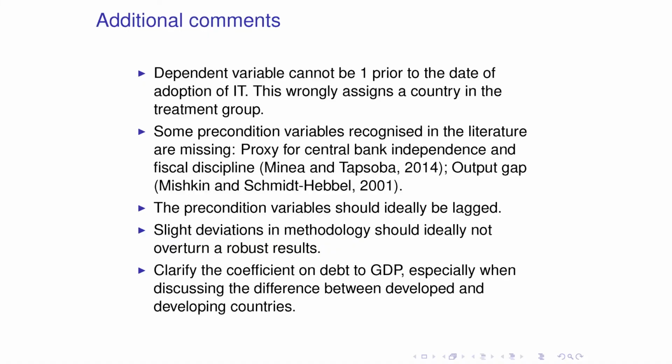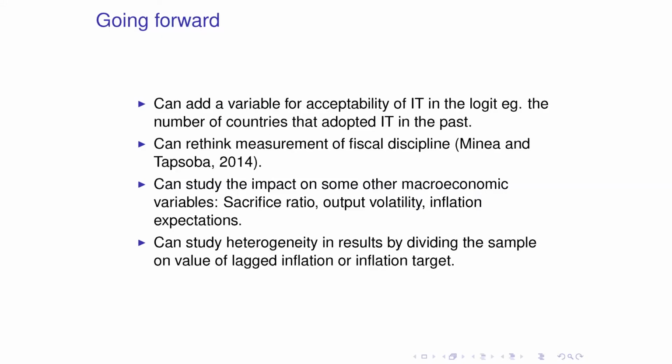And this is something I said, and I'm unsure, but what the paper said was that the debt to GDP reduced more for developing countries than developed, but what you said in your presentation was opposite, so maybe you can clarify that. And going forward, I think some variable for acceptability of IT can be added in the logit, which is, so at a given time, how many countries had already adopted IT by that time. And you can rethink the measurement of fiscal discipline because it has both a structural and a cyclical component.